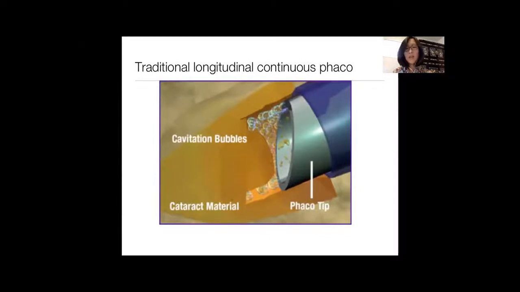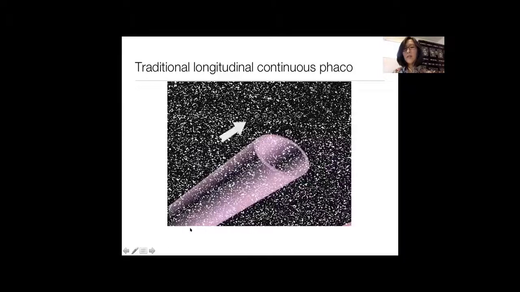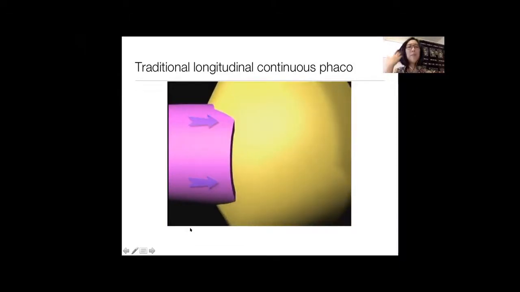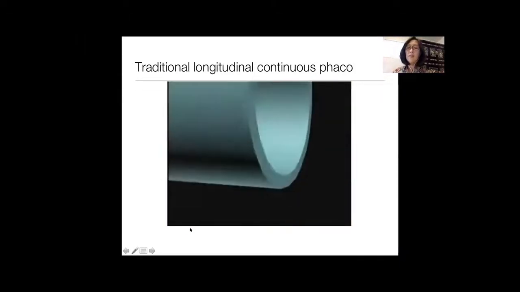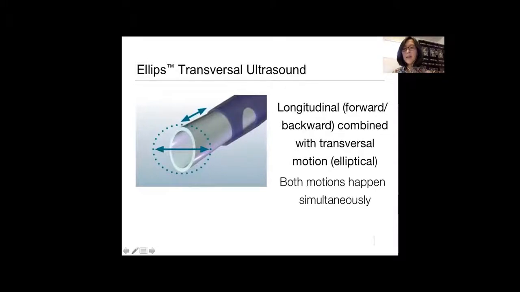When we talk about traditional longitudinal continuous phaco, what we're talking about is a phaco tip that's being pushed forward and back, just as we see in this video. So this is the traditional forward and back motion. We believe that this breaks up the lens using a physical jackhammer effect, as well as the formation of cavitation bubbles, which are then also using their energy in order to break up lens material.